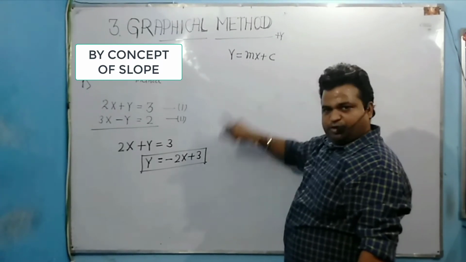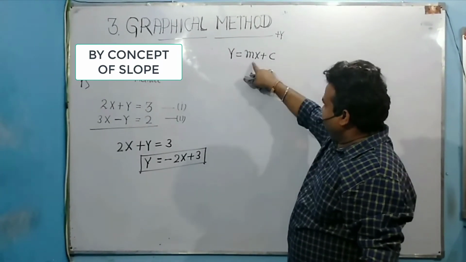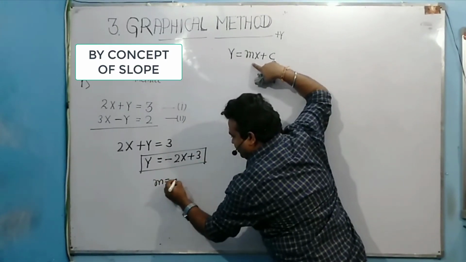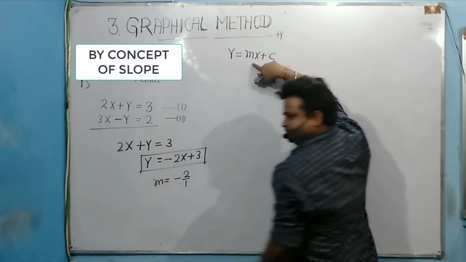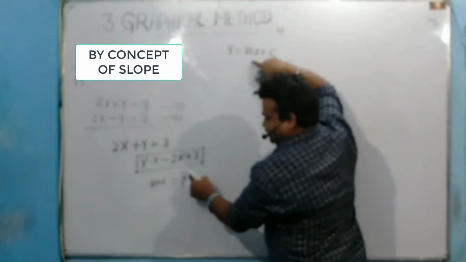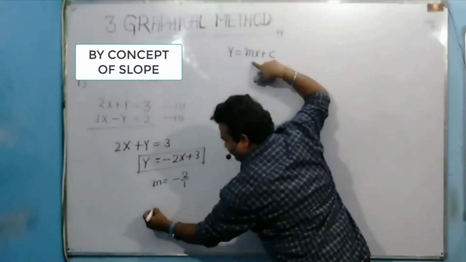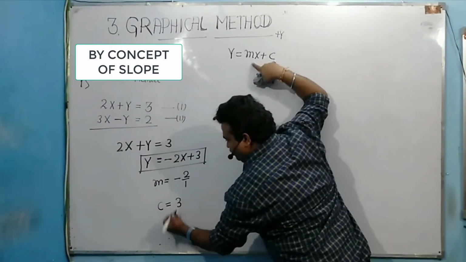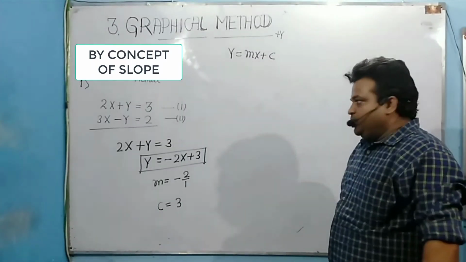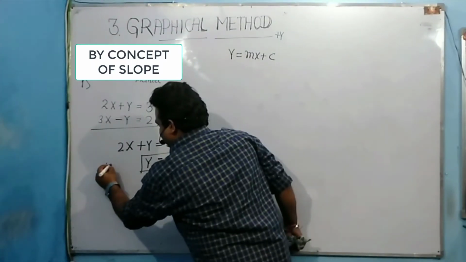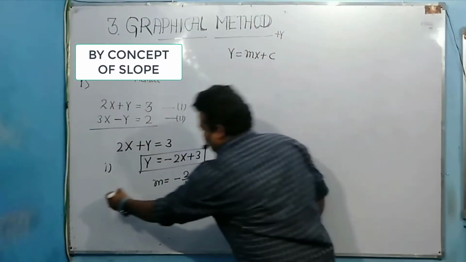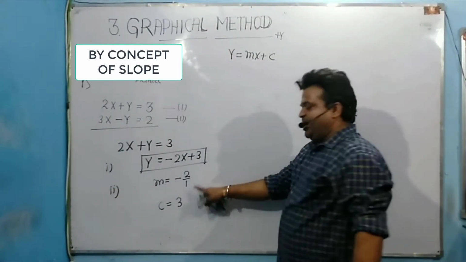This is the equation which represents y equal to mx plus c. Just compare this equation with this. So if I compare, I will get m equal to minus 2 by 1. Why am I writing that? Because 1 is not mentioned here, so I can write it as 2 by 1. And what is my c value? The c value is 3. Now, this is my first step: convert the equation into a straight line. The second step is to find the values of m and c.